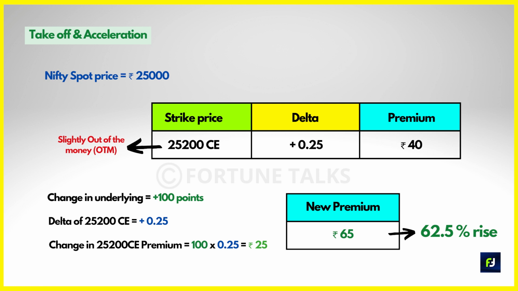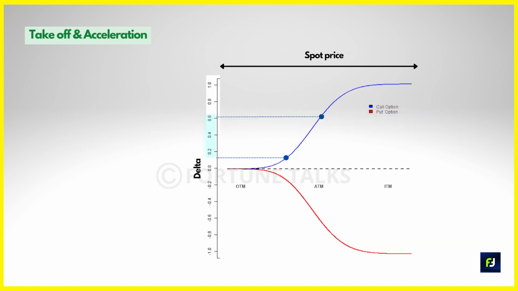Also keep in mind, here we have assumed the delta to remain constant for a change in the spot price. But in reality, the call option delta would increase with an increase in the underlying value. That is, the delta of 25,200 call option could rise from 0.25 to maybe 0.35 or more. This will in turn result in an increase in the strike price premium.